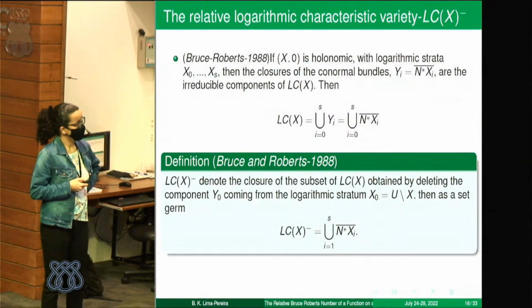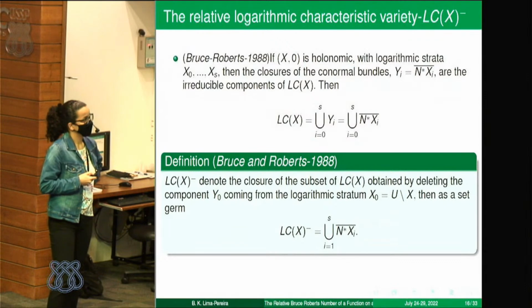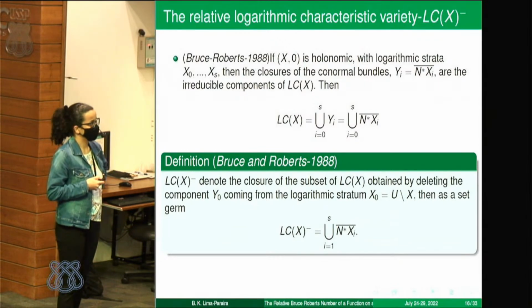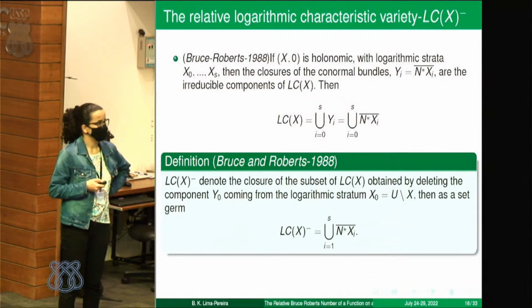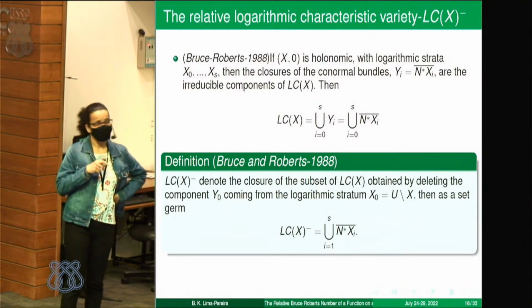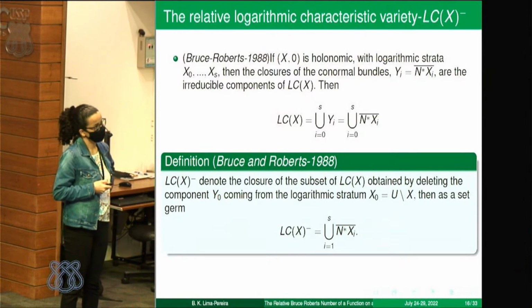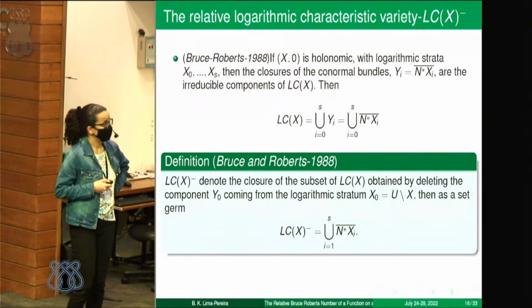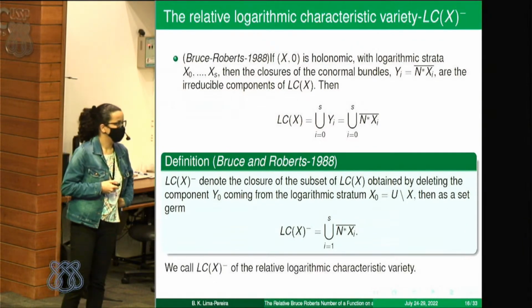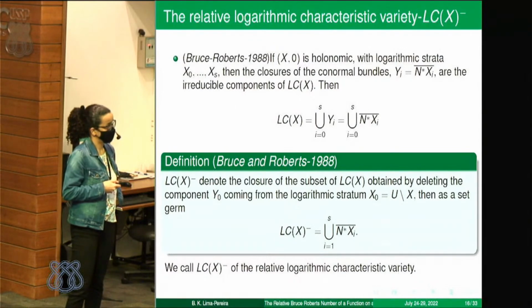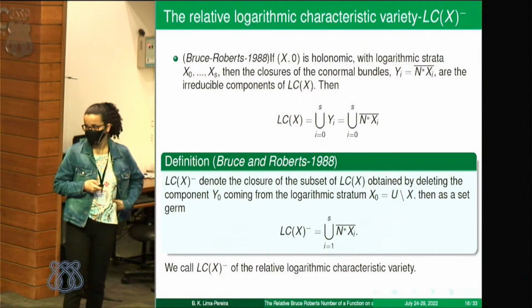And LCX minus denotes the closure of the subset of LCX obtained by deleting the component Y0 coming from the logarithmic stratum X0, okay? And as a set germ, LCX minus is equal to this union, okay? Well, we call this LCX minus the relative logarithmic characteristic variety, okay?